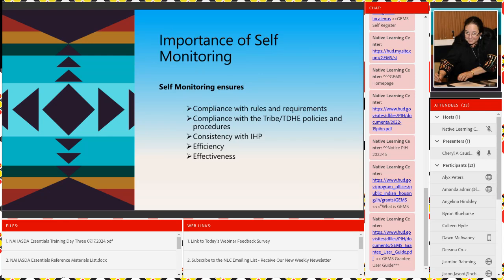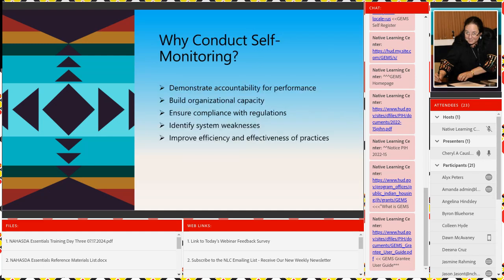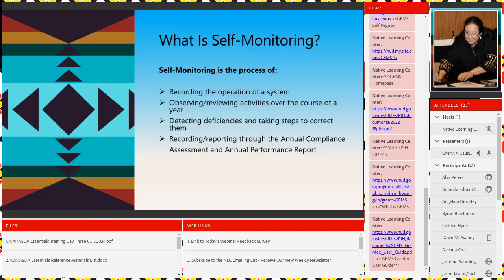What is the importance? It ensures compliance with the rules and requirements, with the tribe and the TDHE policies and procedures, consistency with your IHP, efficiency, and effectiveness. Why? To demonstrate accountability for your performance, to build your organizational capacity, to ensure compliance with the regulations, to identify system weaknesses, to improve efficiency and effectiveness of practices.